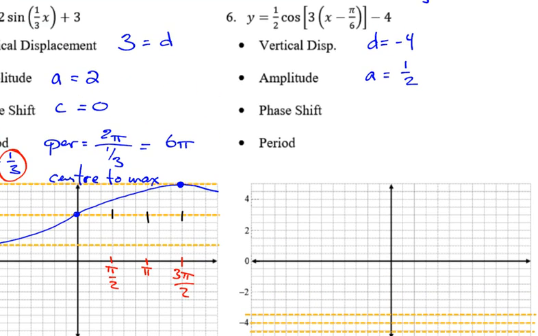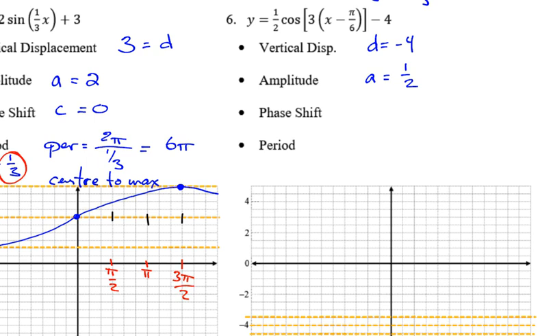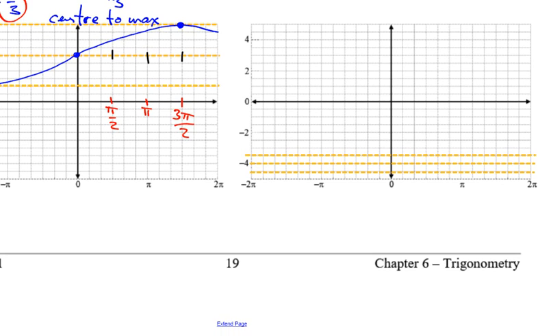Nope, we're good. So then I look at my equation. My phase shift is pi by 6 to the right, or positive pi by 6. So then I think my graph is a cosine function. If that's where pi is, this is where pi by 6 is. And for the cosine function, it starts at the maximum, so there I get my starting point.